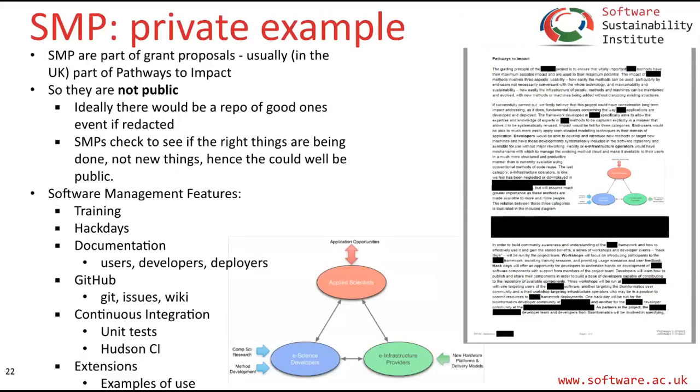Here's a private example. Like I mentioned before, software management plans are part of grant proposals, usually in the UK part of Pathways to Impact. So they're not public. Ideally, there would be a repository of good ones, even if it was redacted, so that people could get the gist of how people are doing things.